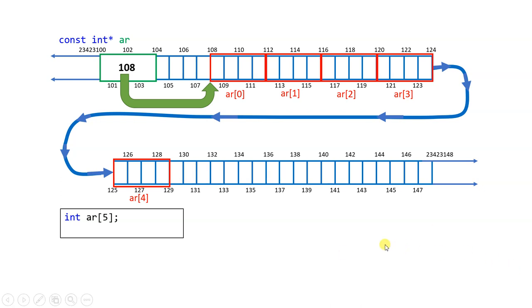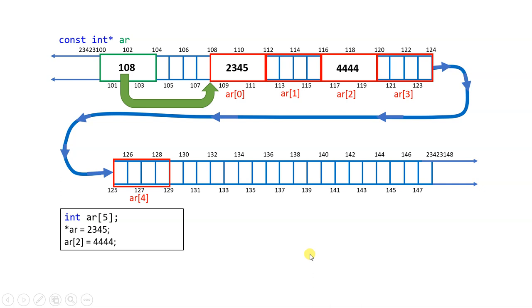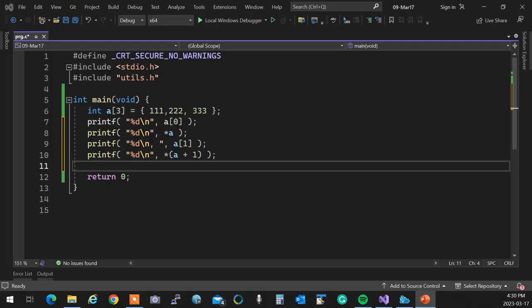So it's essentially the same thing. If you say target of AR is 2, 3, 4, 5, it's going to go over there. If you say AR2, it's going to go over there. If you say target of AR plus 2, it's going to. So it's the same thing with absolutely no difference. And that's how arrays are in C language, and that's that.